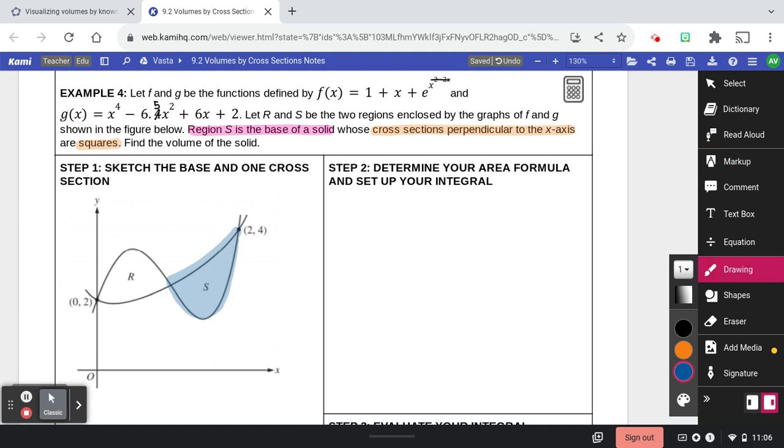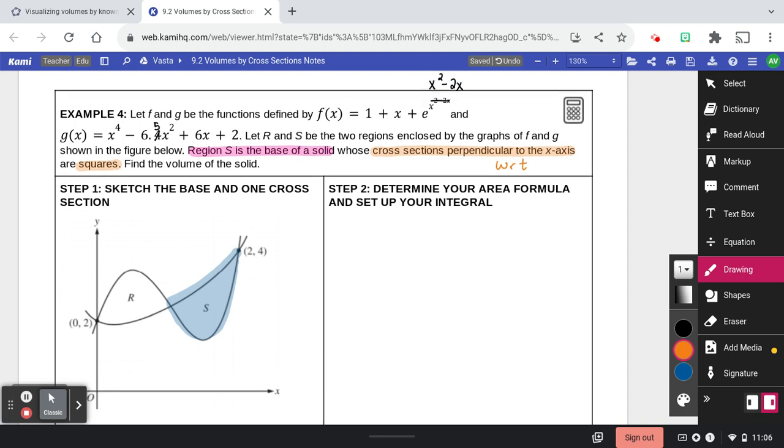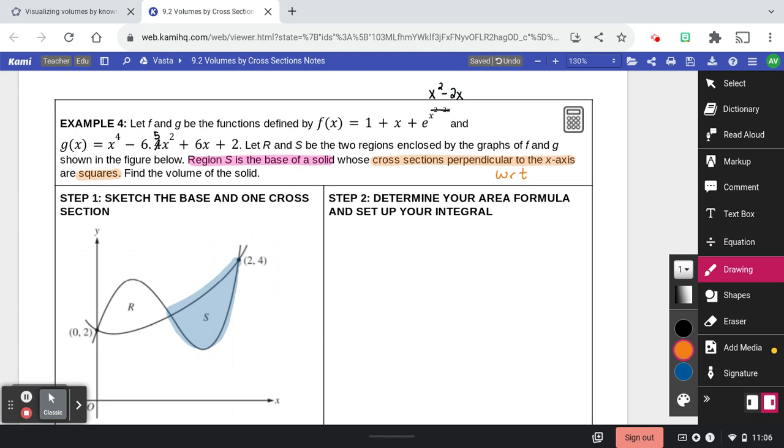Now, immediately upon seeing that, I'm going to think to myself, okay, if my cross sections are perpendicular to the x-axis, everything is going to be with respect to x, which makes sense. If you look at the setup of these equations here, everything is in terms of x. And when I visualize that, it's going to go from top to bottom like this. Each of those slices is going to go from top to bottom. We want to find the volume of the solid. So in order to find the volume of a solid, we need to start by finding the area of one cross section. Now, the area of a square is the side squared.